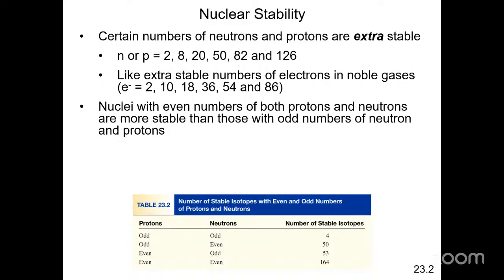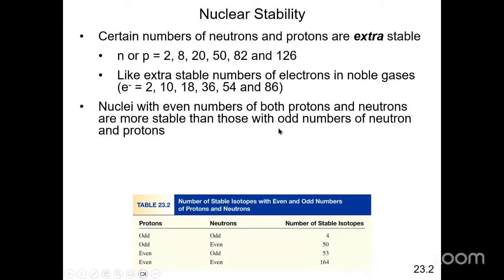It turns out that certain numbers of neutrons and protons are extra stable. If the number of protons or neutrons is 2, 8, 20, 50, 82, or 126, and that's it as far as the number of neutrons is concerned. It's kind of similar to what we observe when it comes to electrons in noble gases, where the numbers of electrons are these numbers right here, all right?